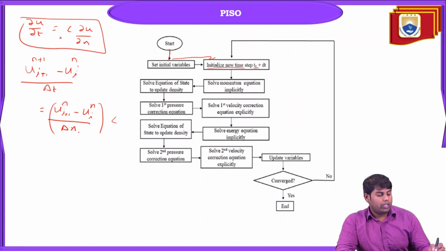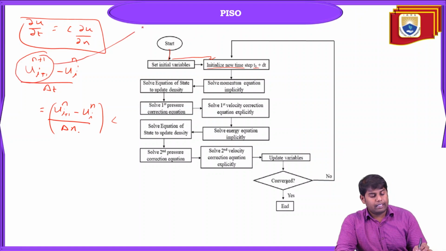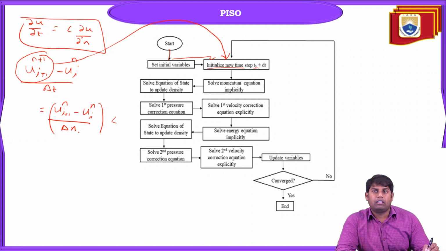So here you can see that the value of u to the power of n plus 1 is nothing but the initialization of the new time step. So once we get this, we will solve the momentum equation implicitly. Implicitly in the sense what? We will perform the implicit equation, then solve the equation of state and update the density value.